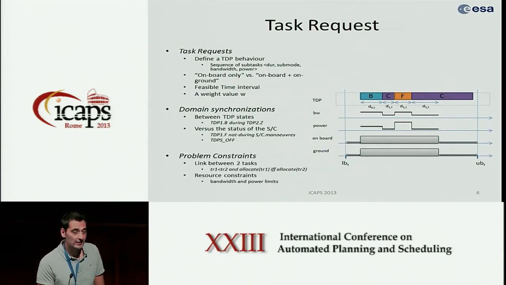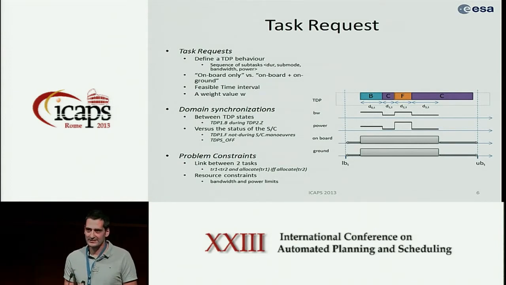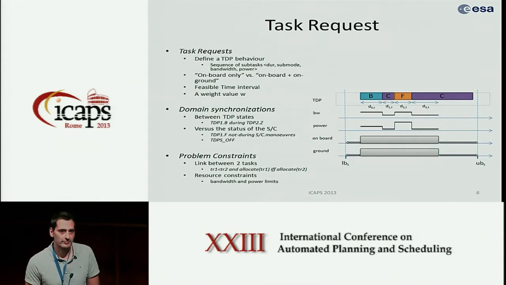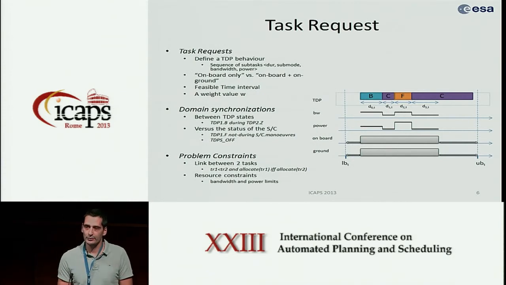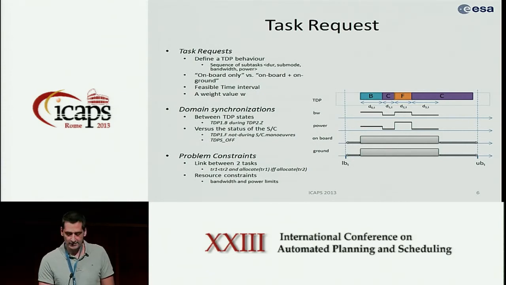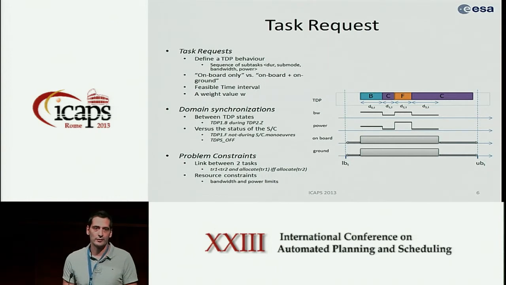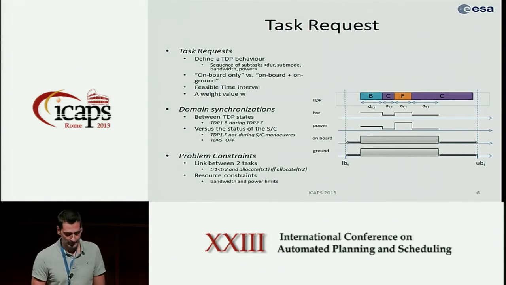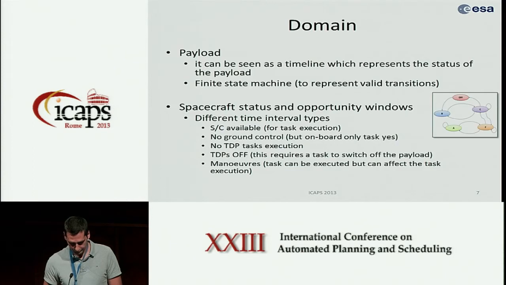And of course, again, in the problem, we have constraints between tasks at this stage. We have slightly different presence constraints. We have presence constraints, but also linked constraints. So you have to execute T1, for instance, here in the slide. You have to execute T1 before T2, but if you don't execute T2, it's useless to execute T1. So they have to come together. And of course, we have resource constraints like bandwidth, power limits, and so on.